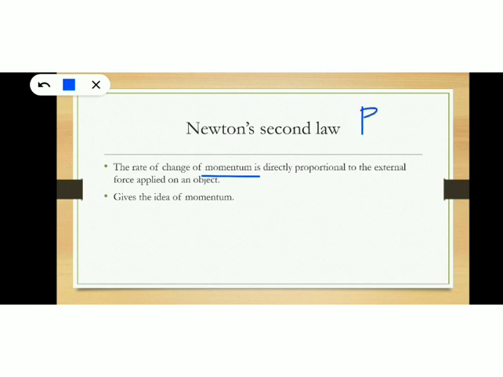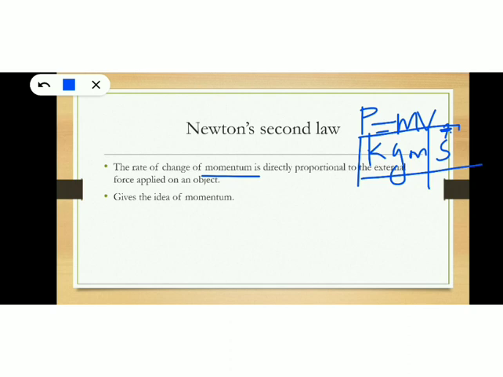So momentum is denoted by P, and momentum is calculated using the expression mass into velocity. Unit of momentum is kilogram meter per second. Sorry, only second, not square. So this is the unit of momentum, kilogram meter per second, and momentum is a vector quantity. What is momentum? Momentum is the ability of a moving object to produce an impact on another object, and it is defined as the product of mass and velocity.